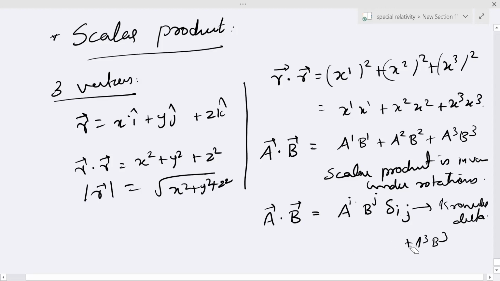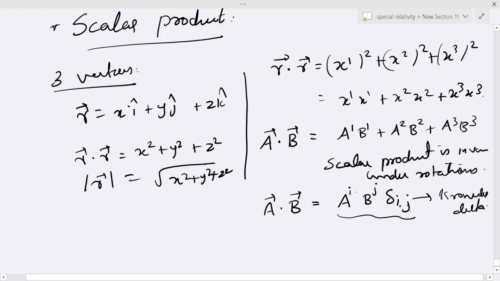Because delta ij is the Kronecker delta. It's 0 if i is not equal to j. It's 1 if i is equal to j. So in the whole summation, the only terms that will survive are those where i equals j. In this whole summation, there is a summation over i and a summation over j. In all this summation, the only terms that will survive will be for i equal to j. All other terms are 0.